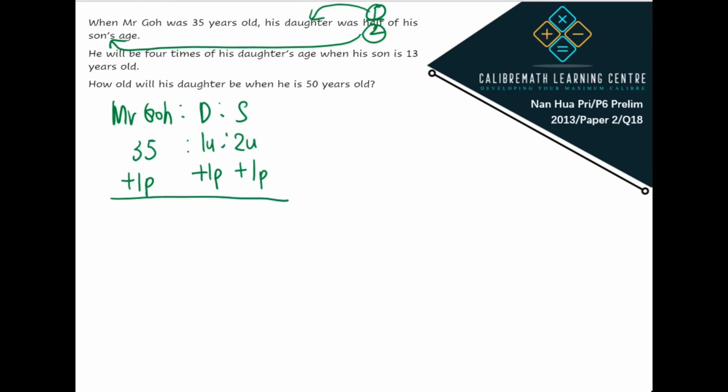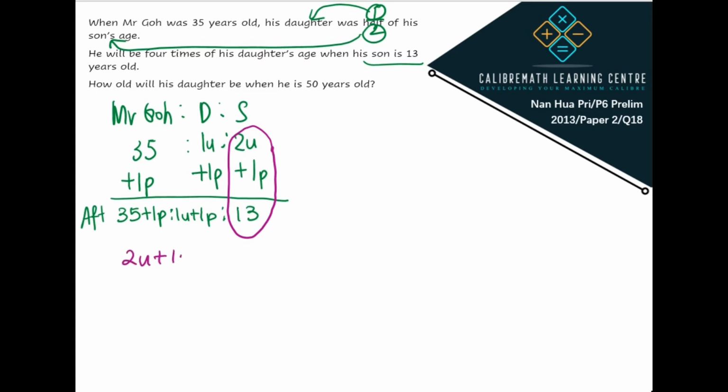So in the end, after that, we know that the son became 13 years old. So we are going to indicate that the son is 13 years old after that. And then we can indicate Mr. Goh to be 35 plus 1 part, and the daughter to be 1 unit plus 1 part after that. Now, if we focus on the son, over here, we will be able to form the first statement, which is 2 units plus 1 part is equivalent to 13.